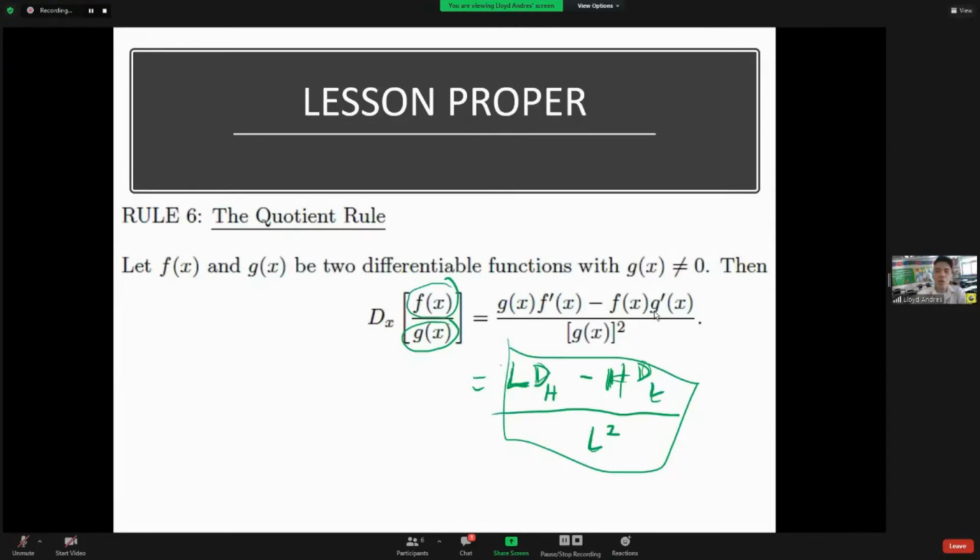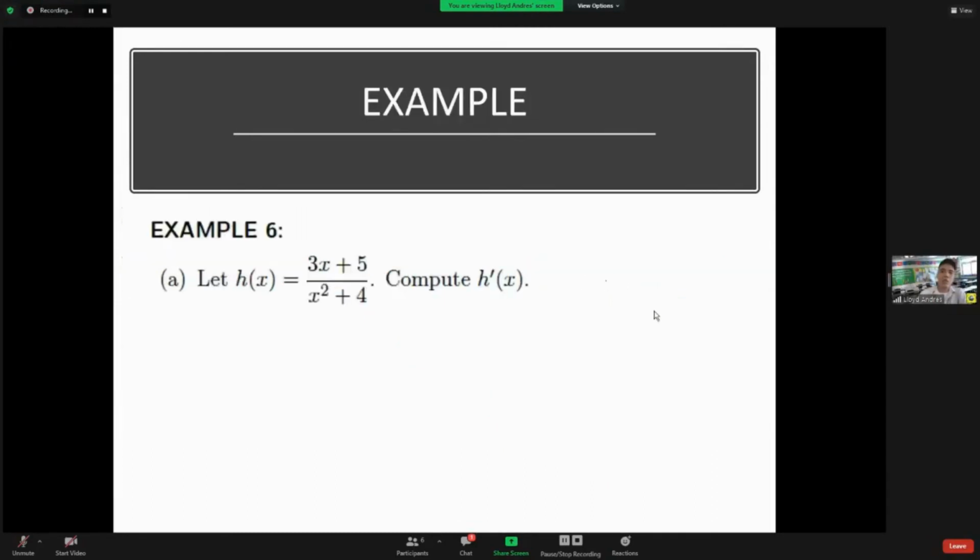So how will we apply that rule? Let's take an example. Let h of x be equivalent to 3x plus 5 over x squared plus 4. Compute for the derivative of h of x. Since this is a quotient, we should apply the quotient rule. Again, our quotient rule is low D high minus high D low over low squared. So let's use the pattern.